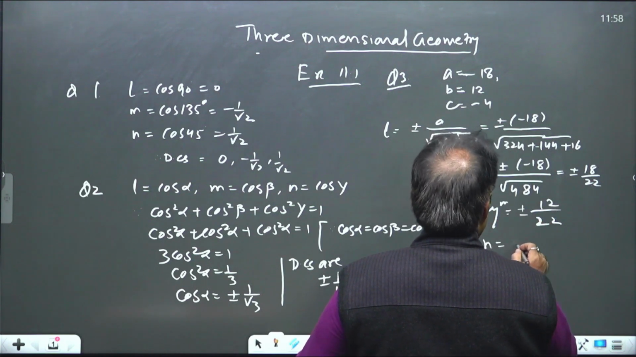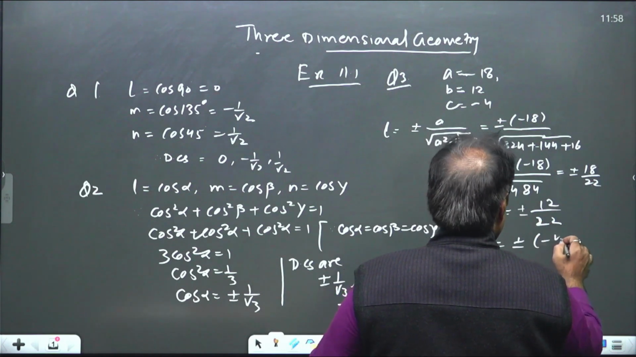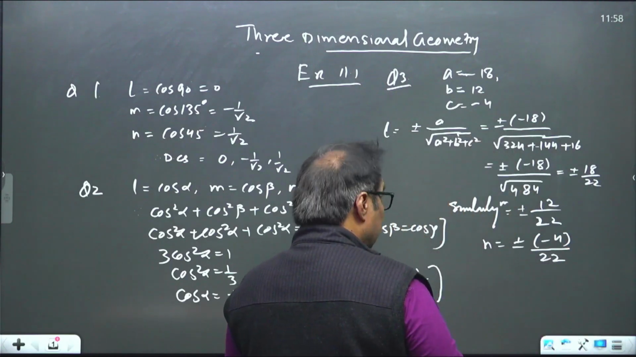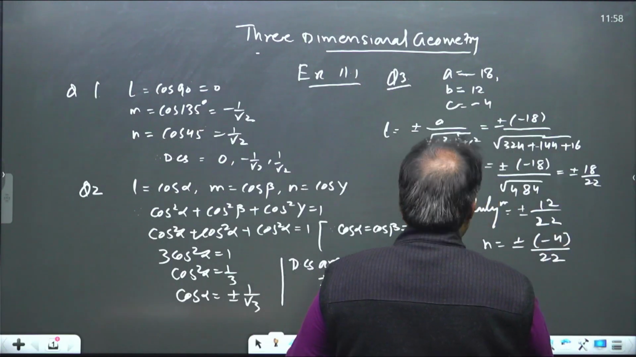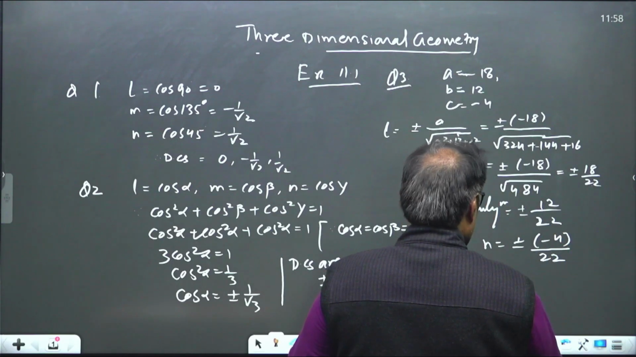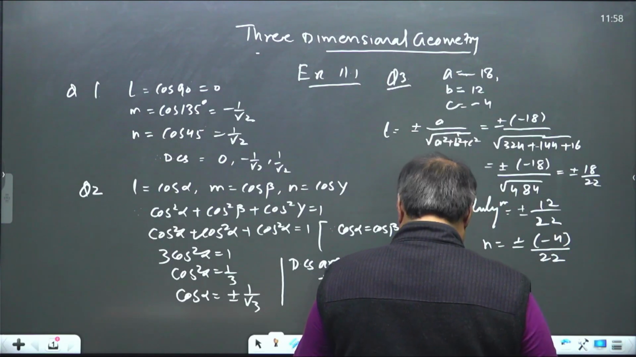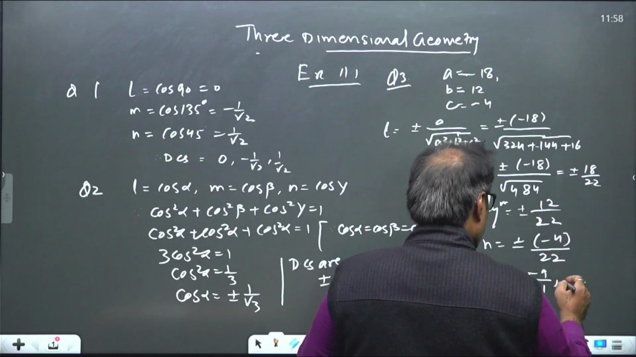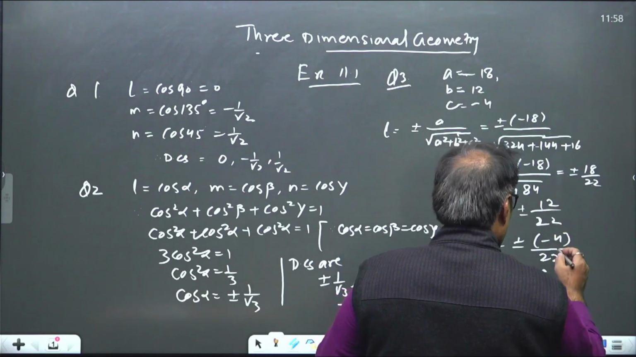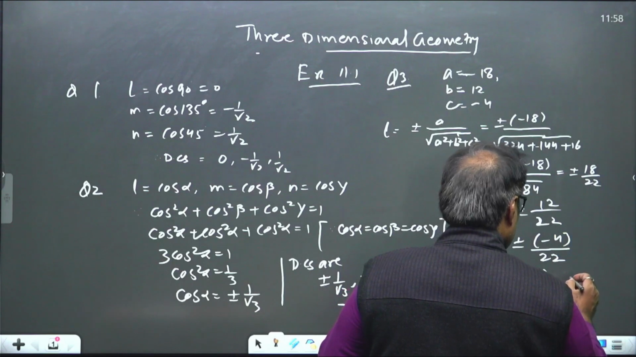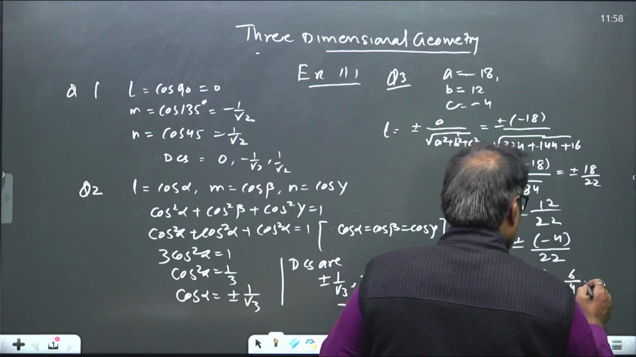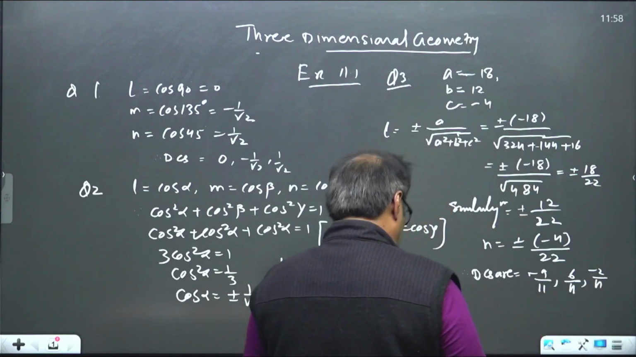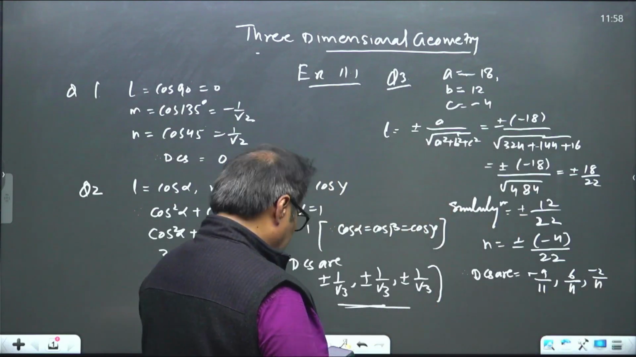And n is equal to plus minus 4 upon root 22. After reducing we can write, therefore, the direction cosines are minus 9 by 11, 6 by 11, and minus 2 by 11. So these are the direction cosines of this question.